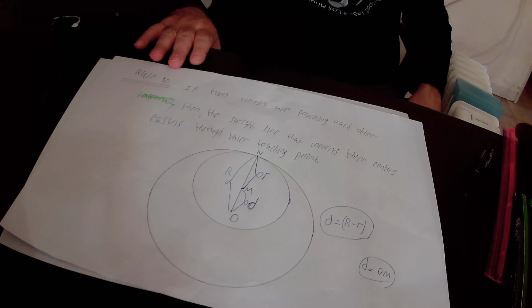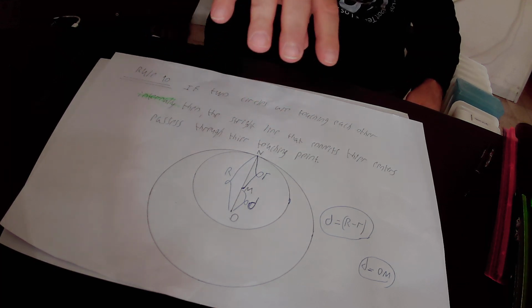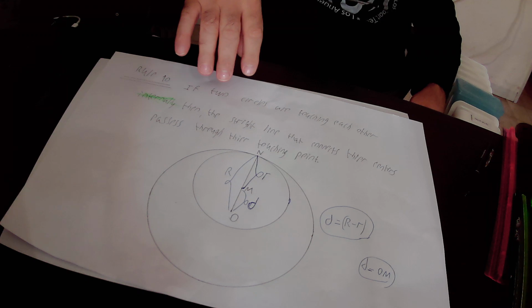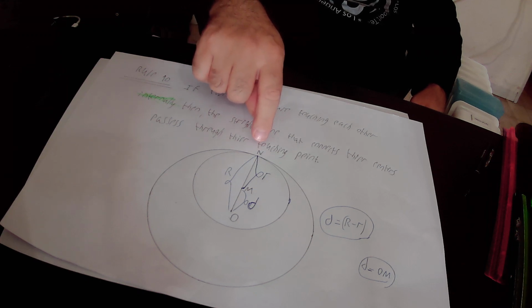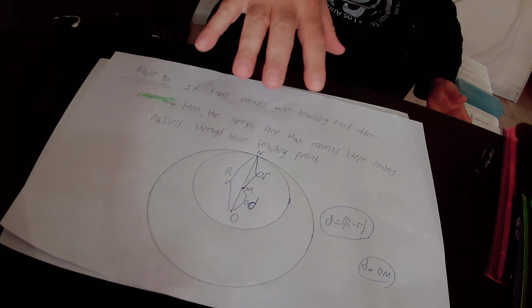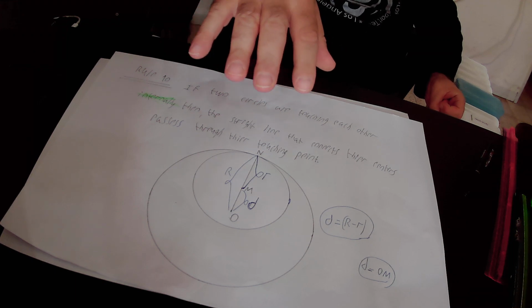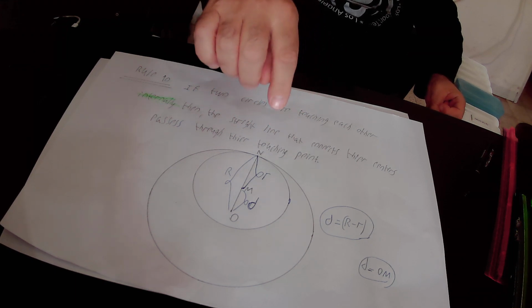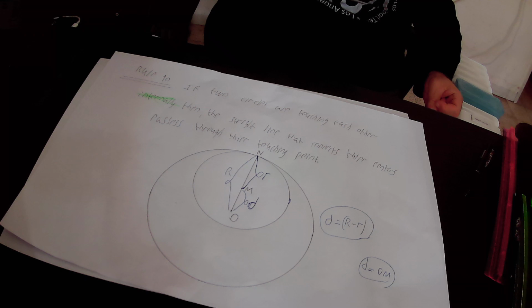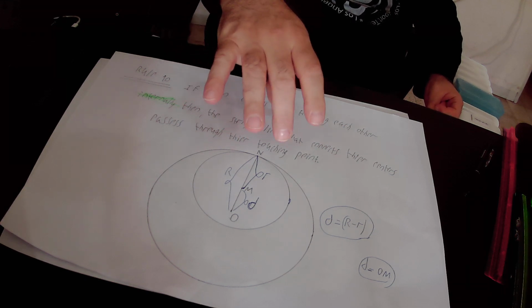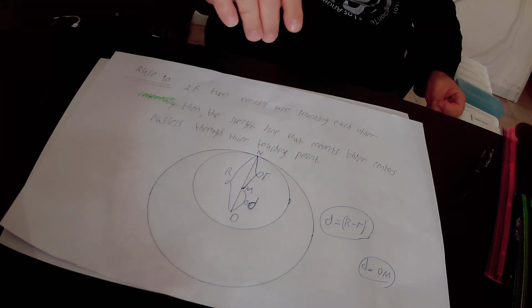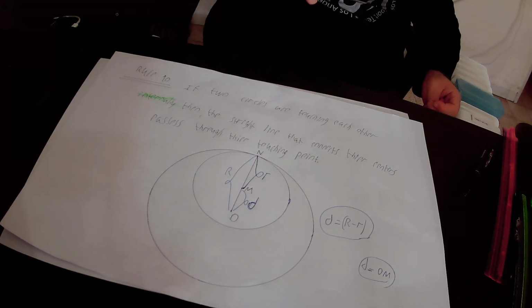According to rule number 10, if two circles are touching each other internally, that is to say, the small circle is located inside the big circle, and the small circle touches the big circle at point N. Therefore, they are touching each other internally at point N. There is an internal touch between the small circle and the big circle at point N.